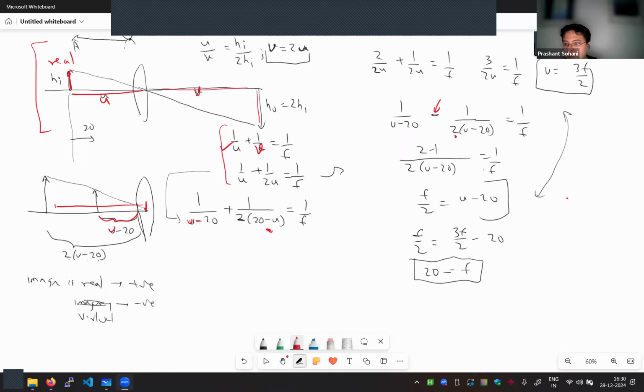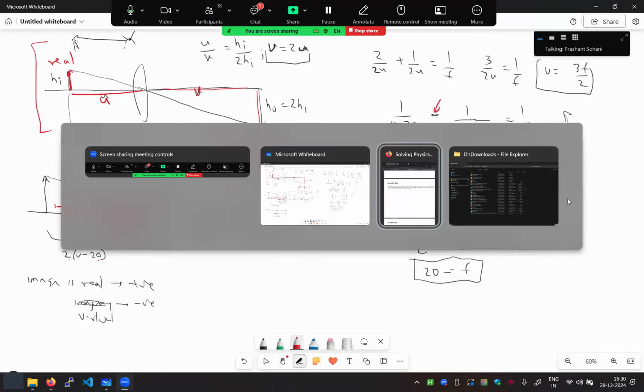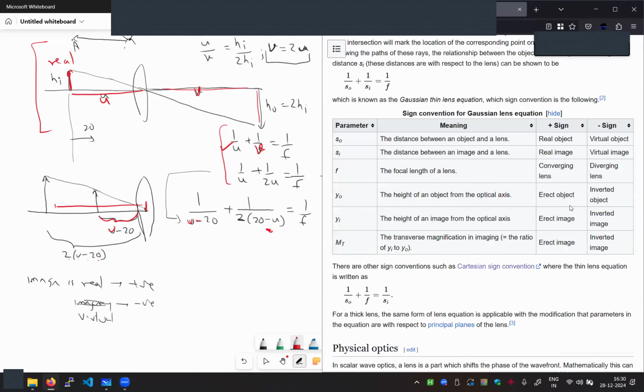Okay, so I think we are out of time. So the remaining one more question on the lens equation, we will discuss next time. And of course, the practice paper. Again, if you have any doubts about this, go to that Wikipedia page which I showed, that table will help.